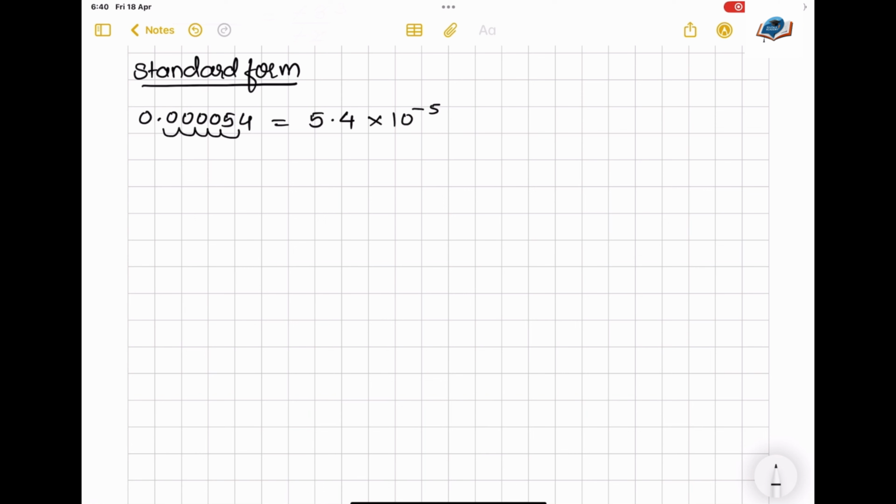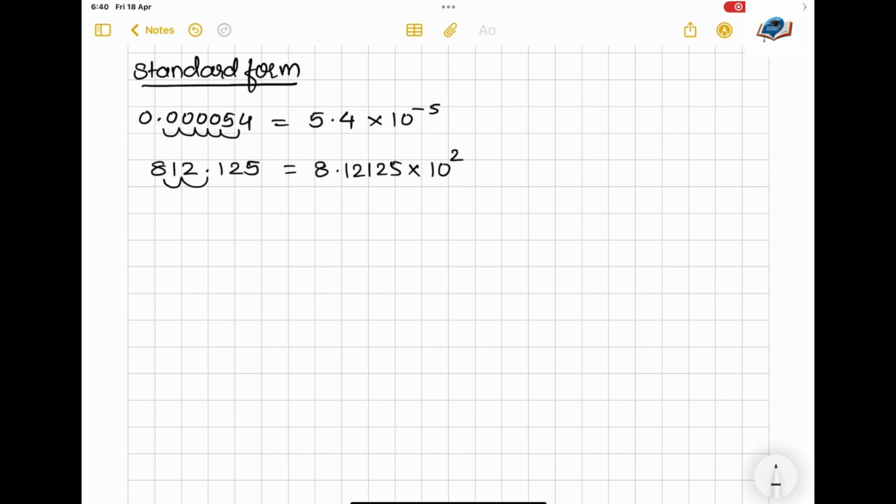But if the point is like this, see, 812.125, and I am taking it on left hand side the point, that will be 8.12125 into, so always the power will be plus, see, 1, 2, so 10 squared. So this is the basic concept of standard form.